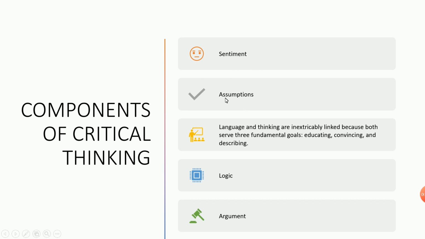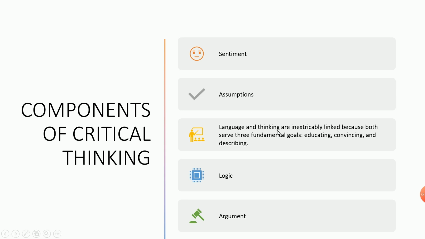Next is assumptions. When thinking about something, we assume certain things. This could have happened, that could have happened. We are jumping from this could have happened, that could have happened. So we are assuming things and based on that we are reaching a conclusion.